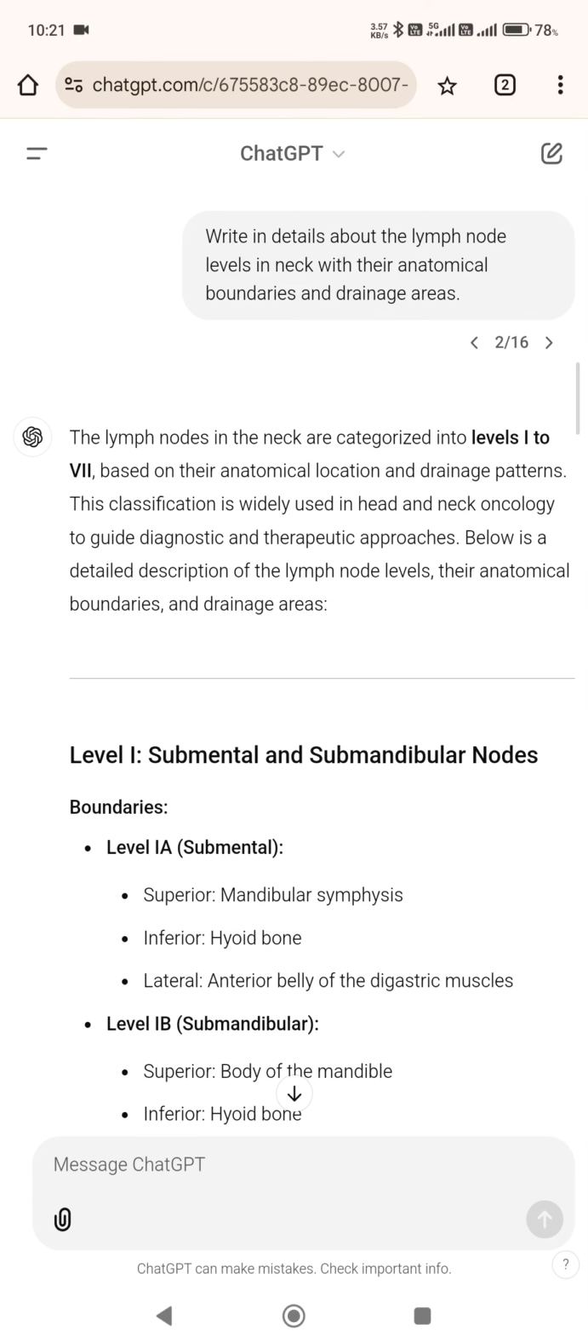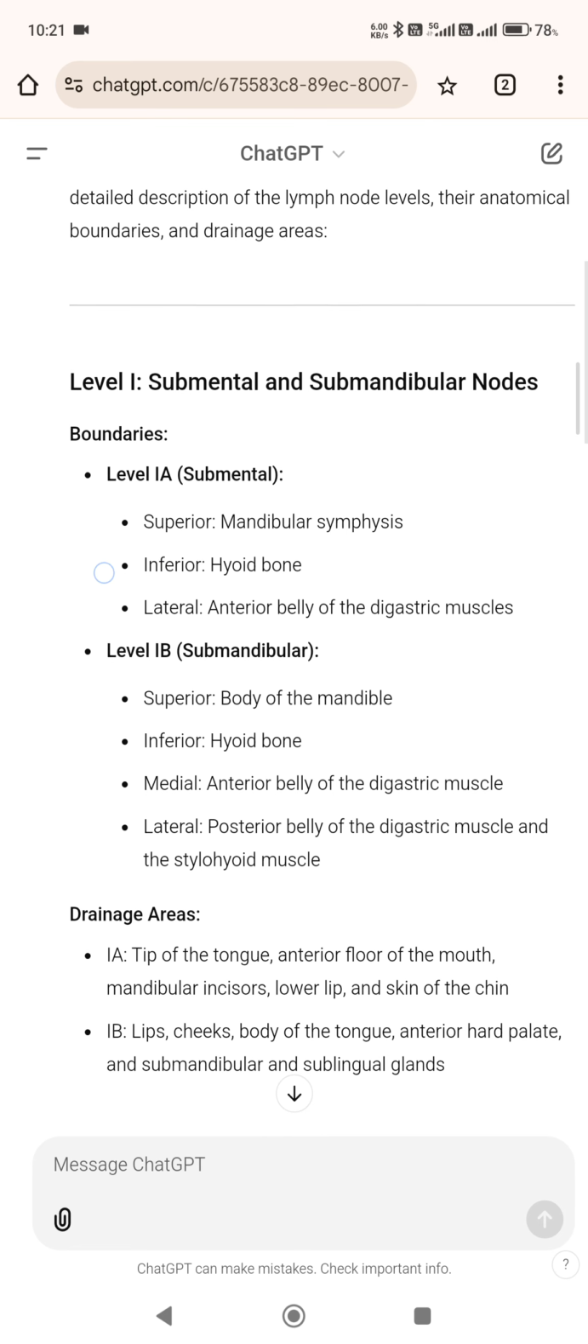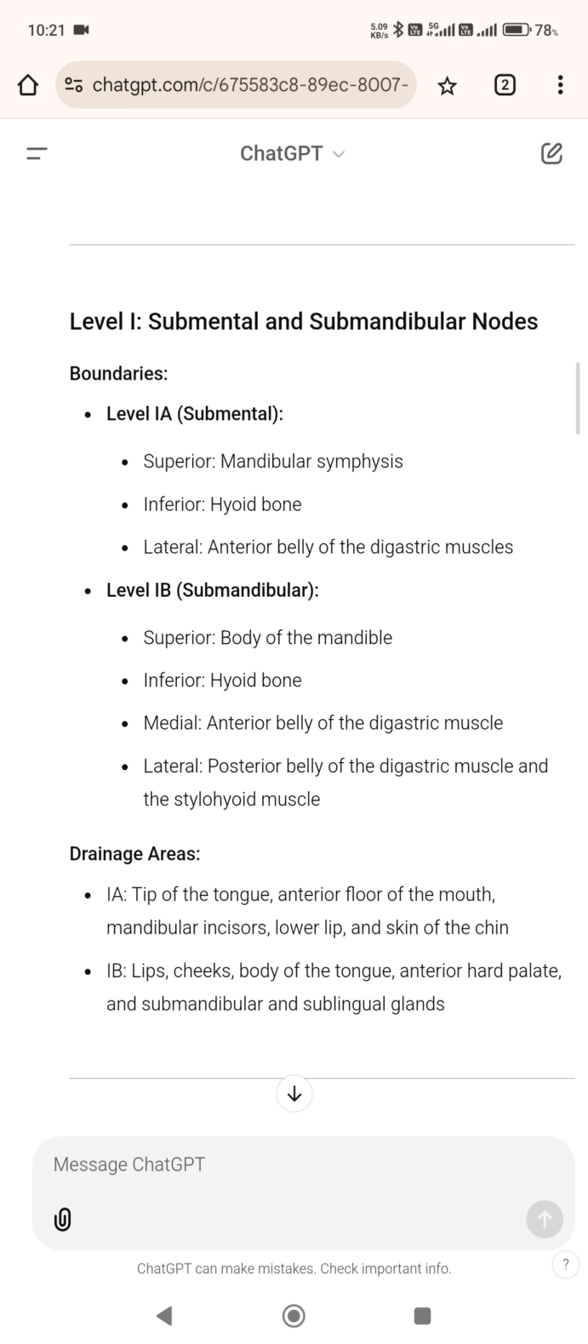The lymph nodes in the neck are categorized into levels 1 to 7 based on their anatomical location and drainage patterns. This classification is widely used in head and neck oncology to guide diagnostic and therapeutic approaches. Below is a detailed description of the lymph node levels, their anatomical boundaries, and drainage areas.